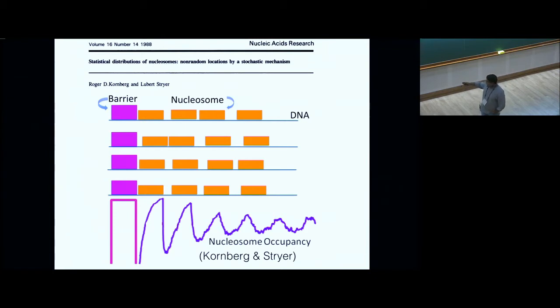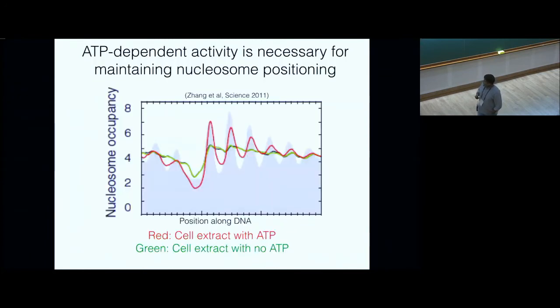What is important here is this barrier, which is some other proteins, relatively much more stable and bound there, and it acts like a wall. Near a wall you will get this nucleosome occupancy, which has this behavior, which is like G of R for a liquid or a fluid.